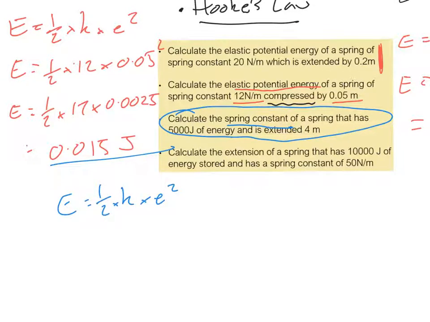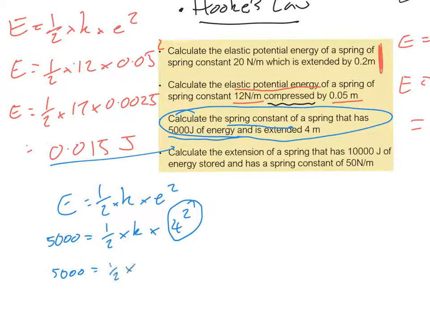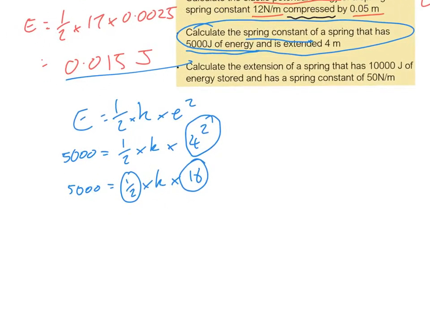So let's dump the numbers in. We have the energy there, which is 5,000, equals a half times the spring constant, which I don't know, times the extension, which is 4 metres squared. Again, we simplify. 4 squared is 4 times 4, which is 16. Now half and 16, we can simplify that further. Half of 16 is 8, 8 times k.